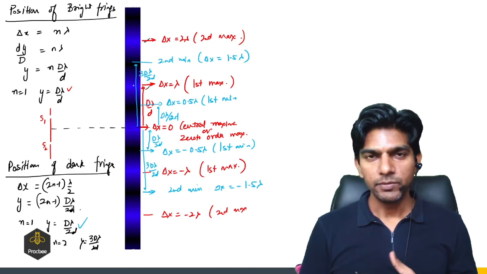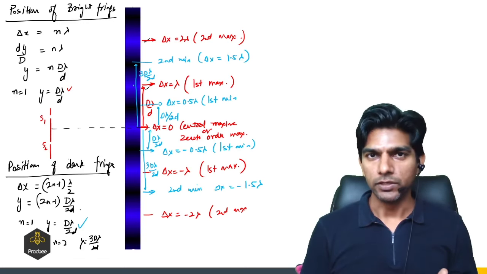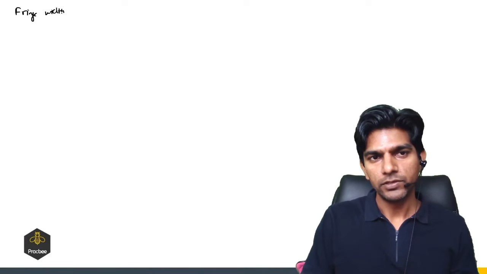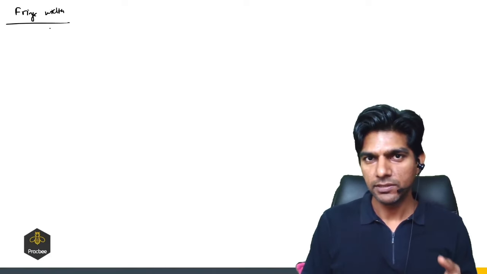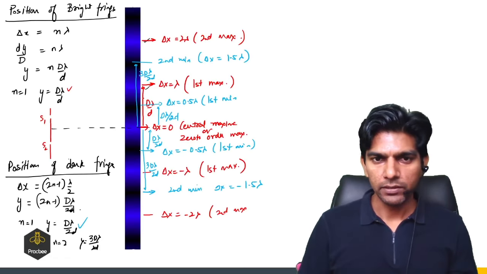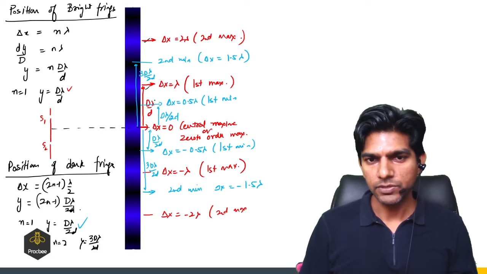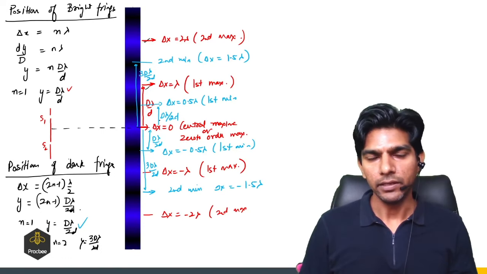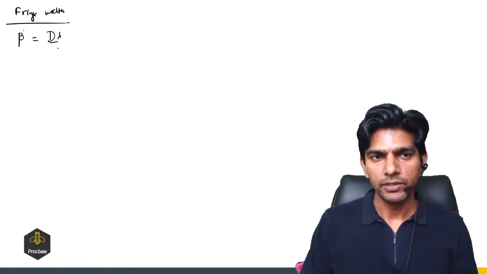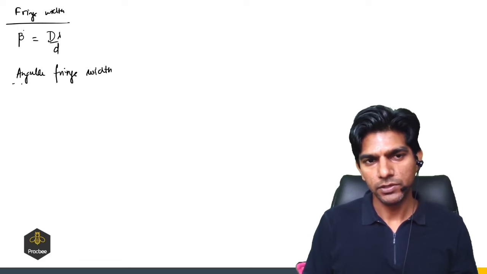Now there is one more important term that we used to study, the fringe width. Fringe width is the distance between two successive maximas or two successive minimas on the screen. If you look at the distance between two successive maxima, it comes out to be capital D lambda by small d. It is denoted with beta. So it will be capital D lambda by small d. Then we'll define angular fringe width. And what is angular fringe width?